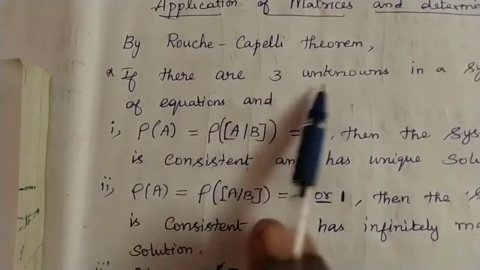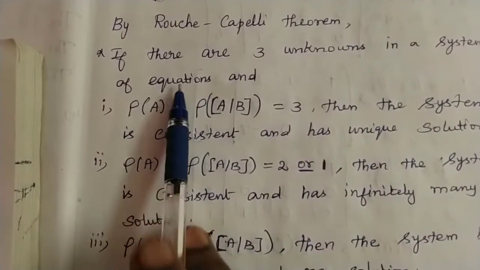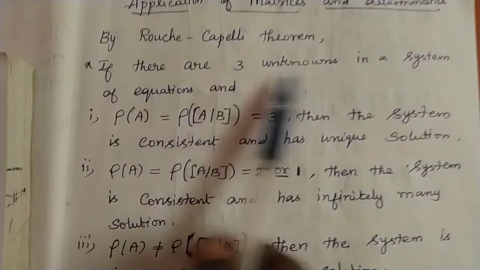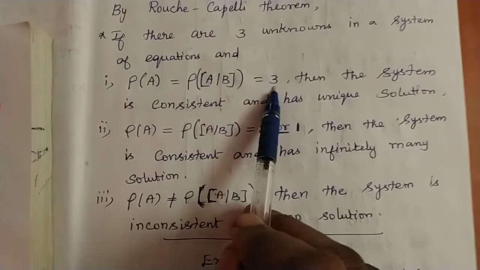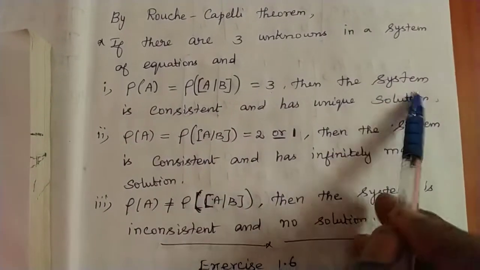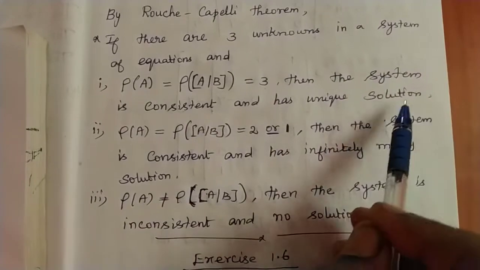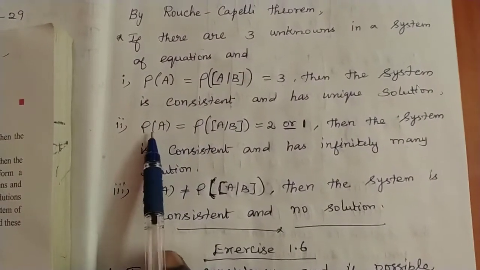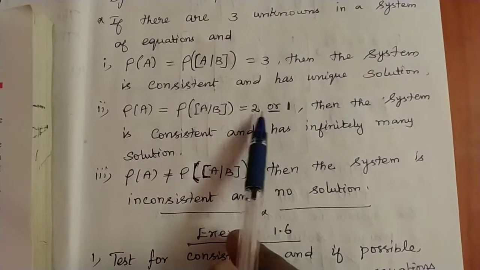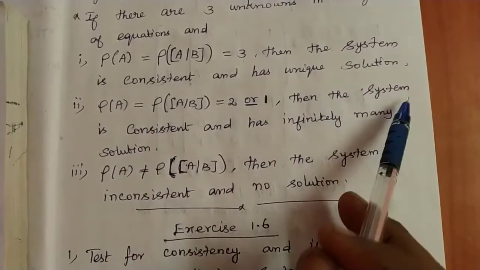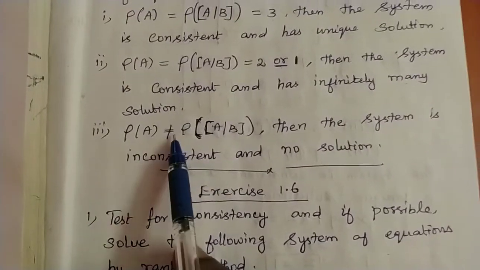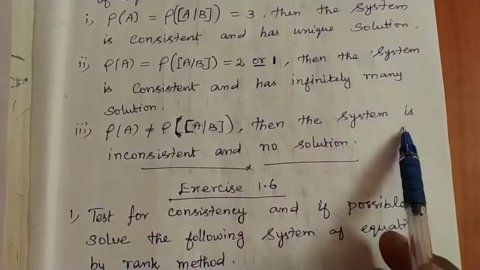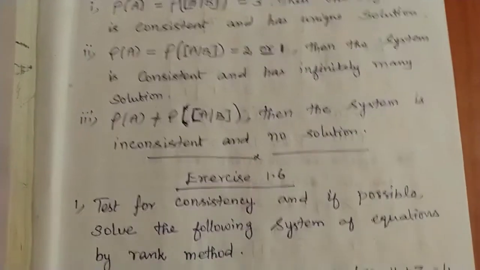Now, three types by the Rouché–Capelli theorem. If there are three unknowns x, y, z in a system of equations, and rho of A equal to rho of A|B equal to 3, then the system is consistent and has a unique solution. If rho of A equal to rho of A|B equal to 2 or 1, the system is consistent and has infinitely many solutions. If rho of A is not equal to rho of A|B, then the system is inconsistent and has no solution.